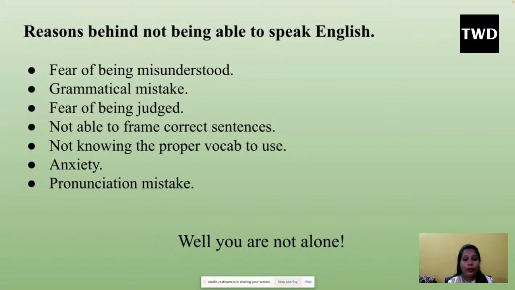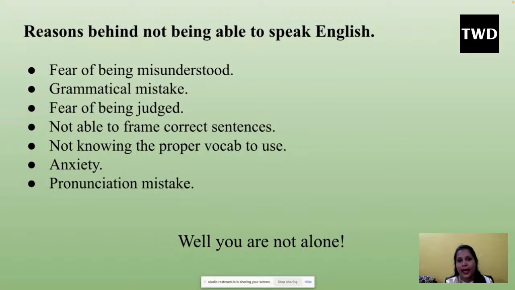Not knowing the proper vocab to use. First thing first, I would like to tell you is start with simple. I have seen people, they use so many hard words, means the words which people would not understand. Now, if I am taking this 5-day challenge, and I am using all the hard, bombarding words on you, and you are not able to understand, then do I meet my target? I don't meet my target.